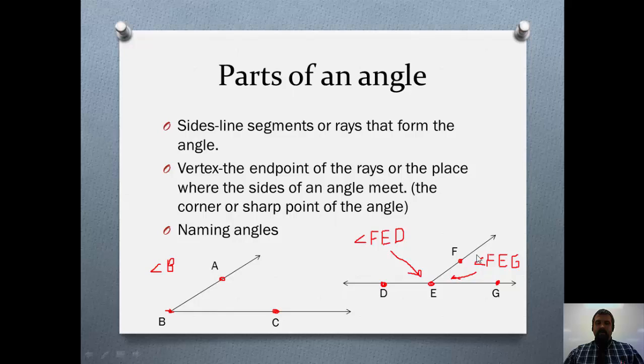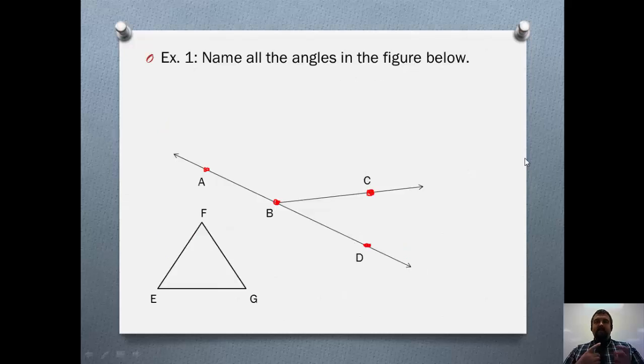This angle right here, angle FEG, is an acute angle. It's less than 90 degrees. Angle FED is going to be obtuse. It's greater than 90 degrees, but less than 180. If it was exactly 90 degrees, we call that a right angle, and it looks like an intersection. It would go straight up and down, where this line would go horizontal, and there would be an angle here that would be a right angle. You could also think of it as the corner of a square. That's a right angle.